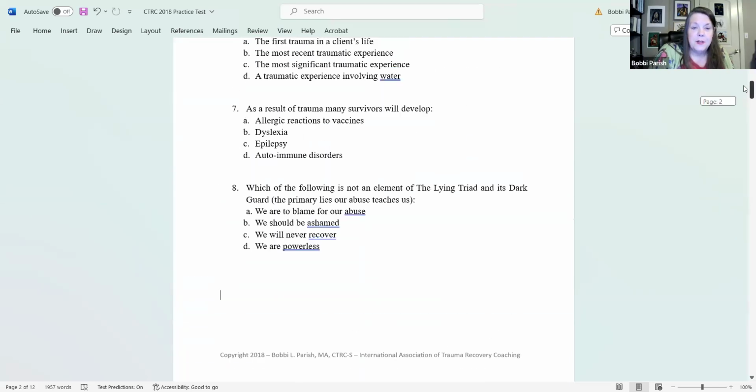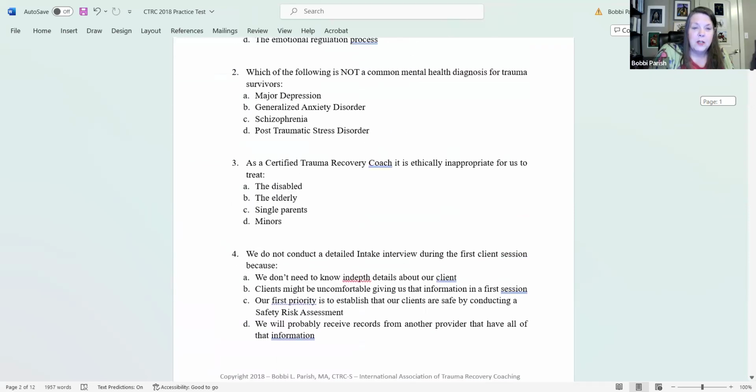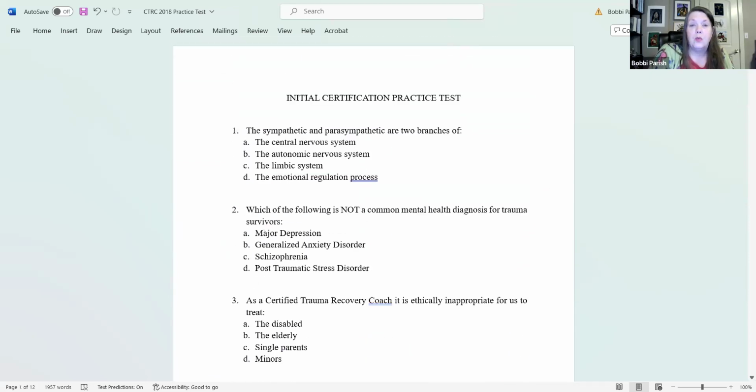Okay, so that's the first set of 10 practice questions. And again, these are pulled directly from the test question bank. So you might see some of these on your test when you take the test. So it's really important that you give yourself that competitive edge of going through and studying these questions and knowing the answers. So number 1, the answer is B, the autonomic nervous system.